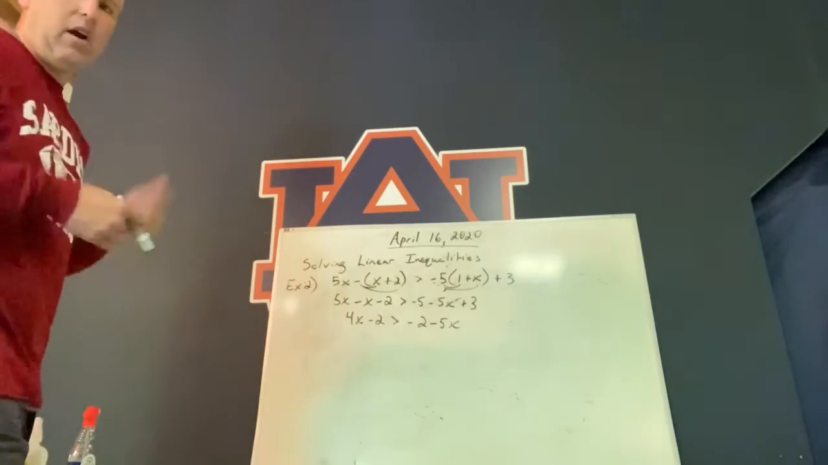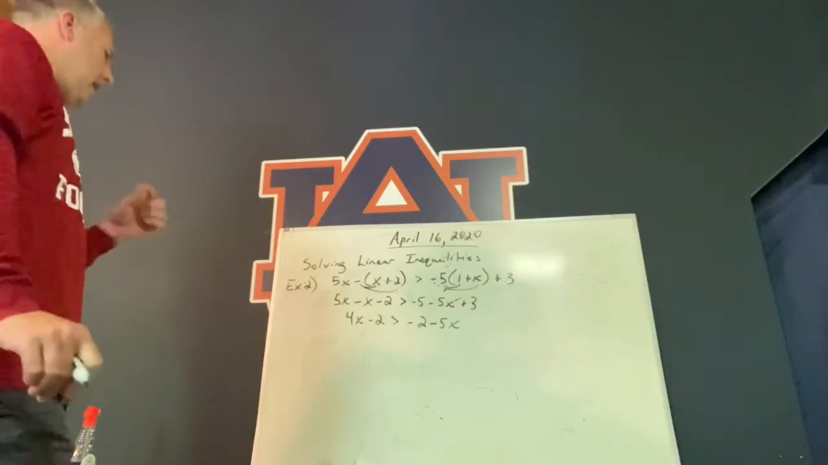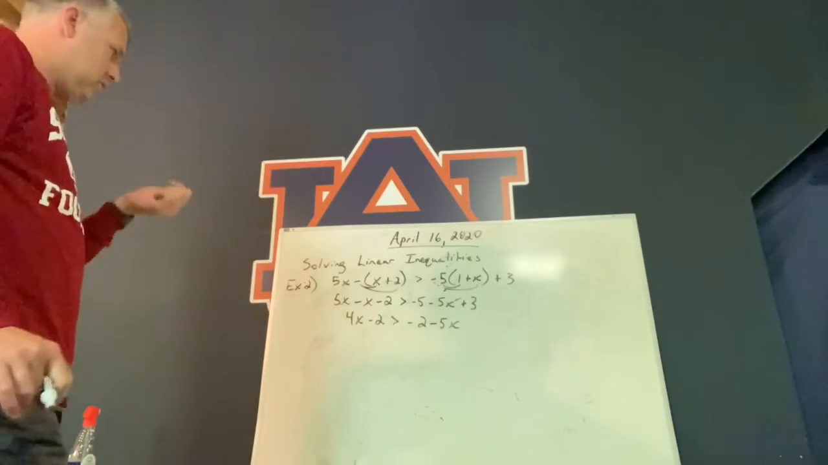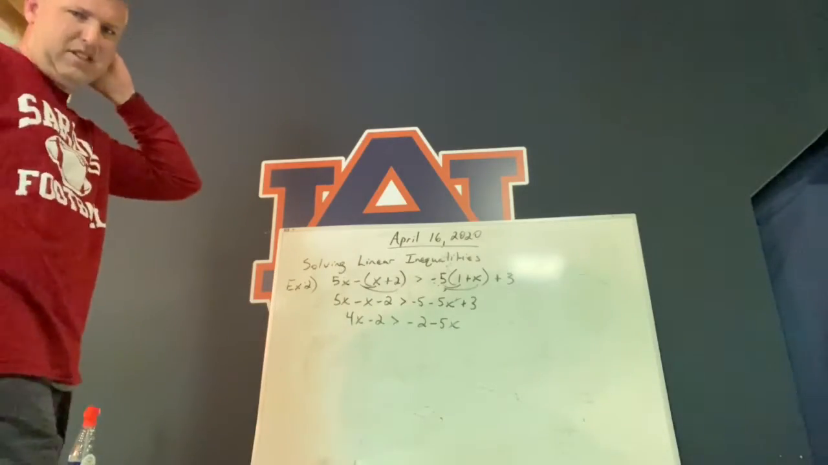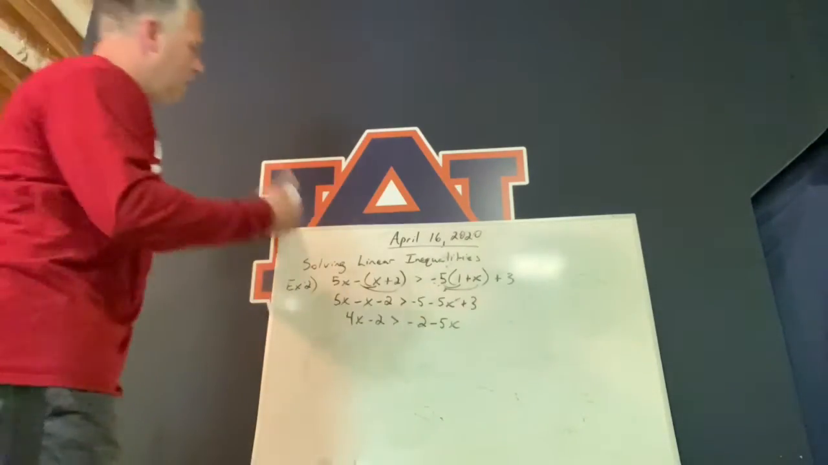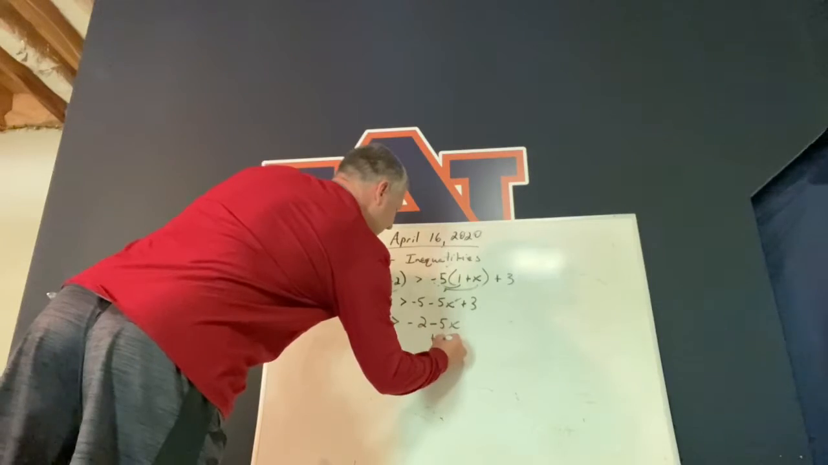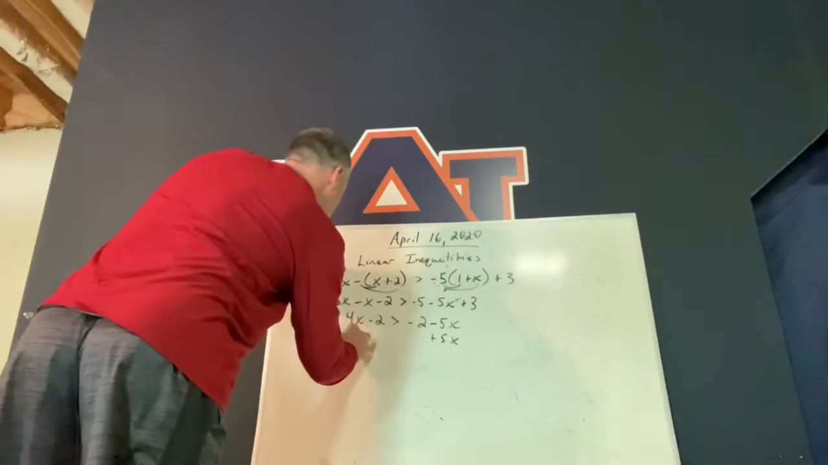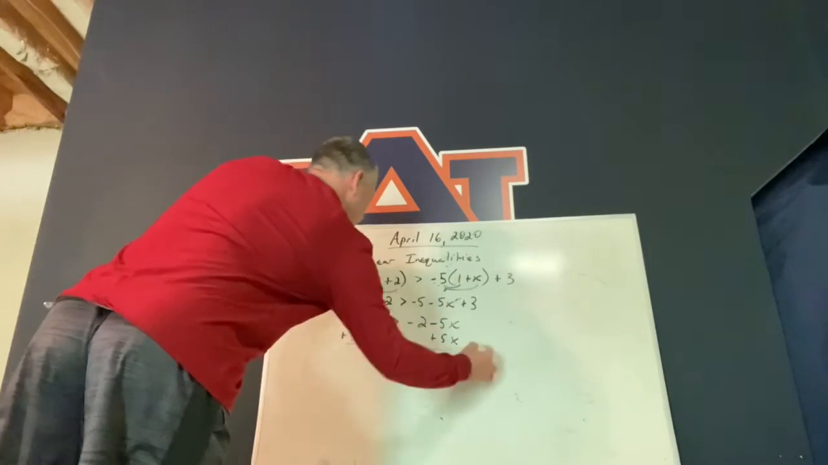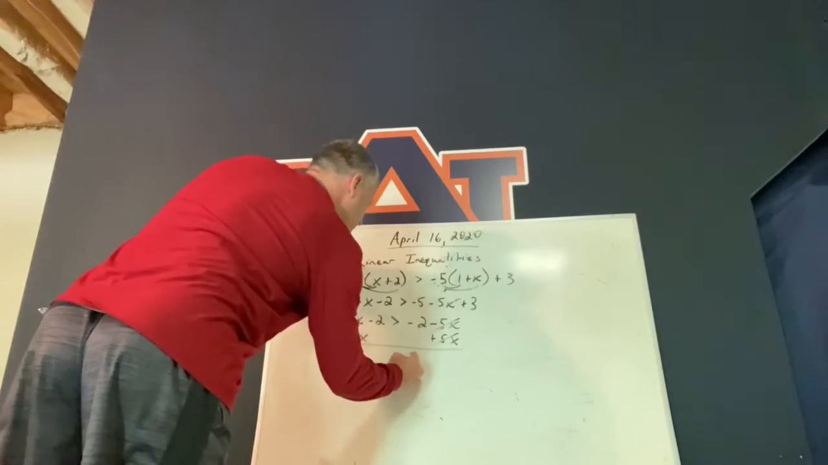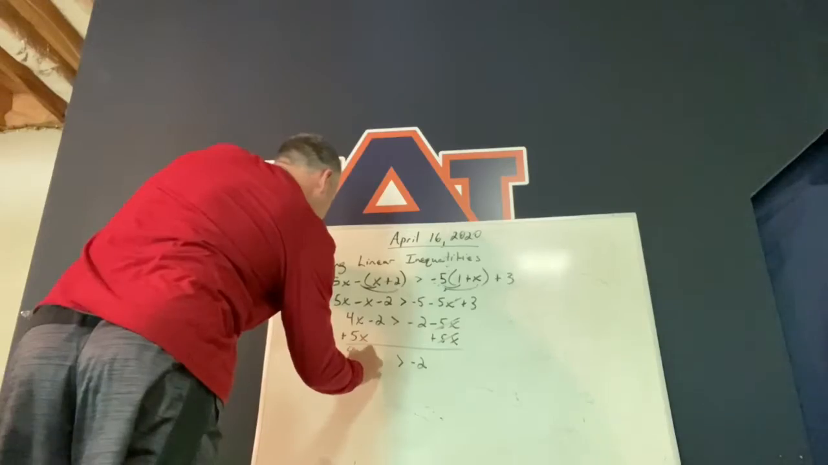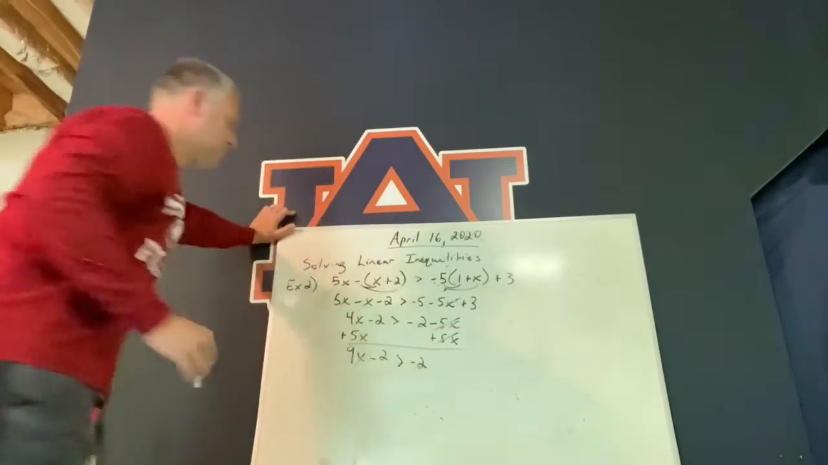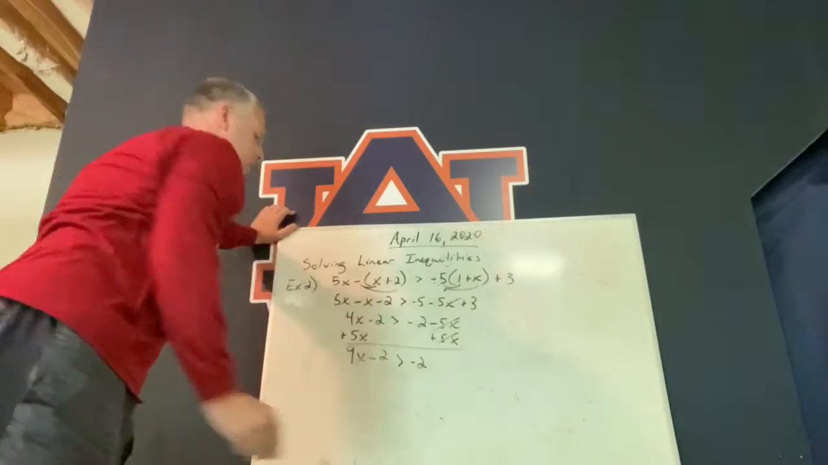Now, let's get our x's on one side and our numbers on the other. So everybody's always used to having your x's on the left-hand side. That's fine, okay? Makes no difference whatsoever. So in this case, I'm gonna add 5x to both sides. Okay, gone. So that's negative 2 over here. Over here, that's 9x minus 2. Okay, I just brought down this negative 2.